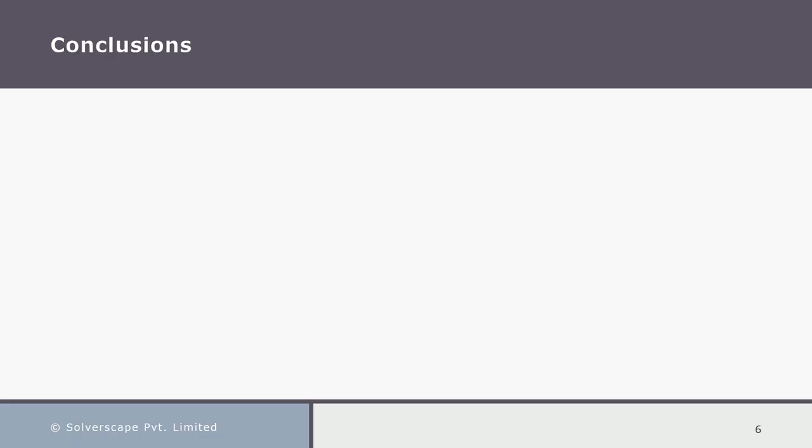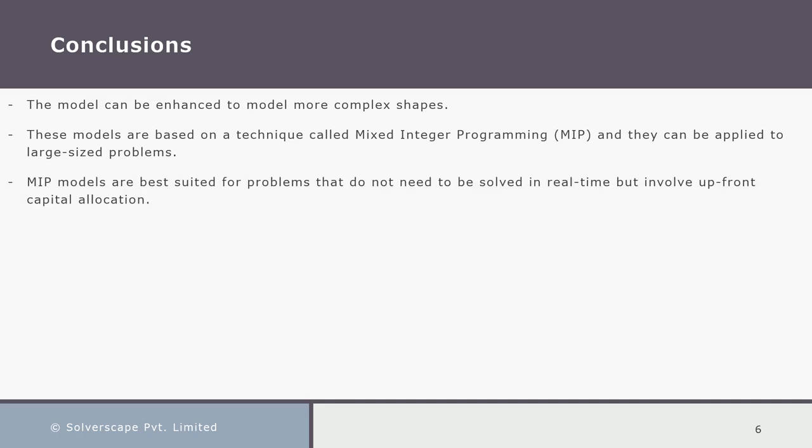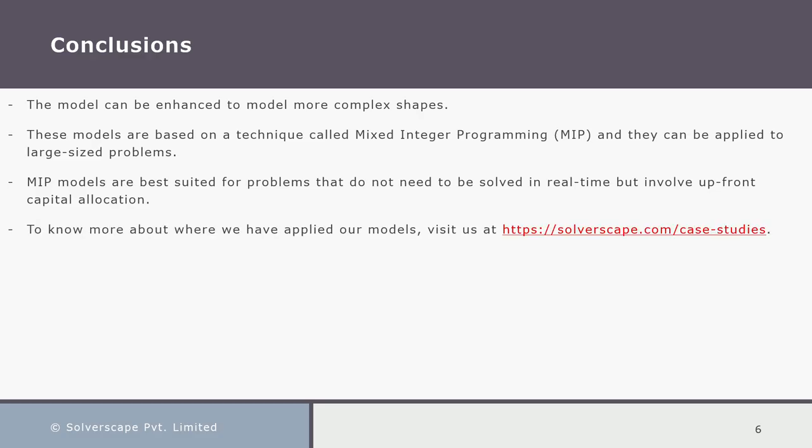So let's conclude now. This model can be enhanced to model more complex shapes. These models are based on a technique called mixed integer programming, and they can be applied to large size problems. These models are best suited for problems that do not need to be solved in real time but involve upfront capital allocation. To know more about where we have applied our models, visit us at solverscape.com/case studies.